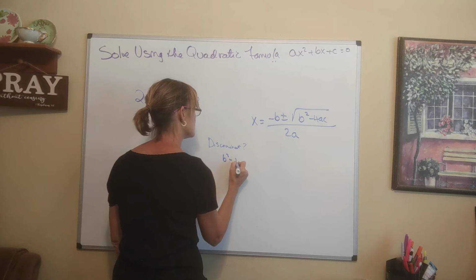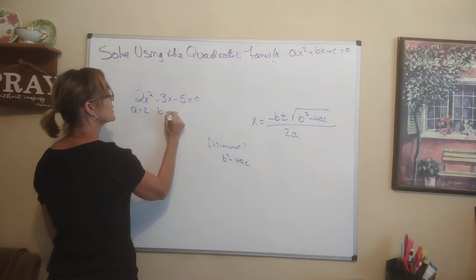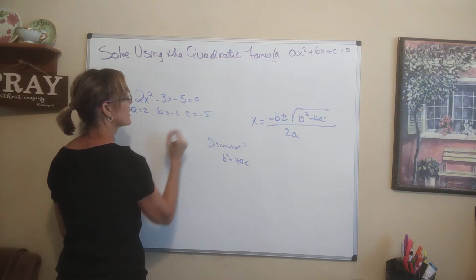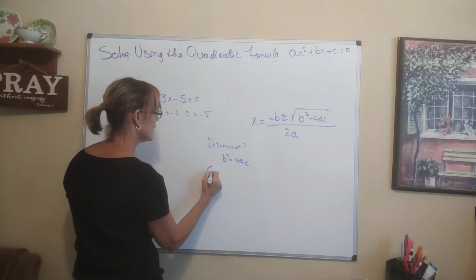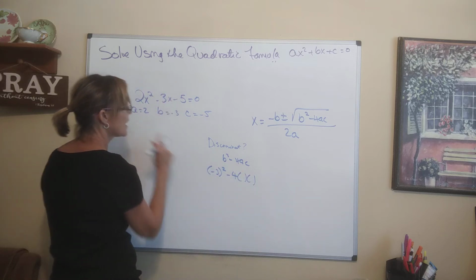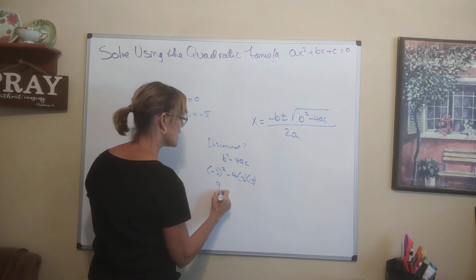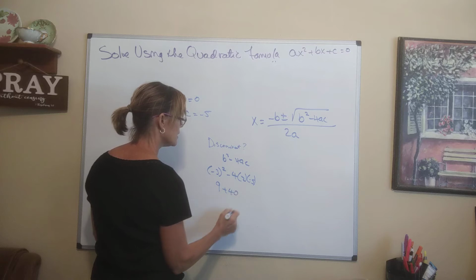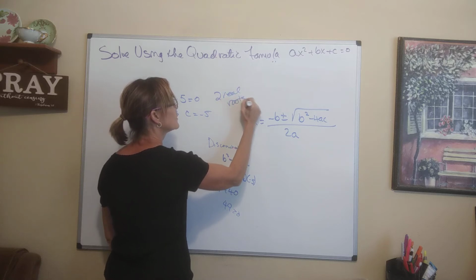It's b squared minus 4ac. What is a? a is 2, b is negative 3, c is negative 5. So let's go through and say, what is b squared? b squared would be negative 3 squared minus the number 4 times a times c. What is a? It's 2. What is c? It's negative 5. This is a 9. A negative times a negative makes a positive. This is going to be 40. And so 49 is positive. We're going to get 2 real roots. That's what we know going into this.